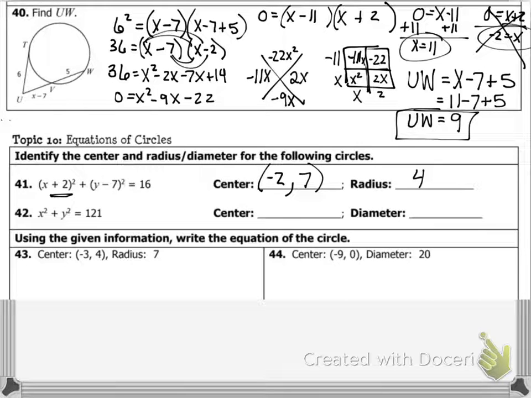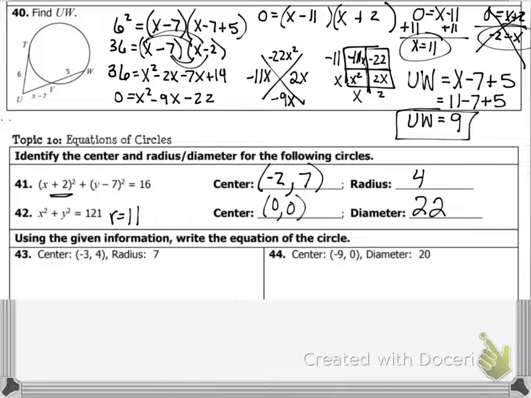And then for this one, my center would be 0, 0, because there is no term in there being squared with my x and my y. The 121 means my radius is 11, but it asks for my diameter, so that's going to be 22 on that one. On number 43, using the given information, write the equation of the circle.